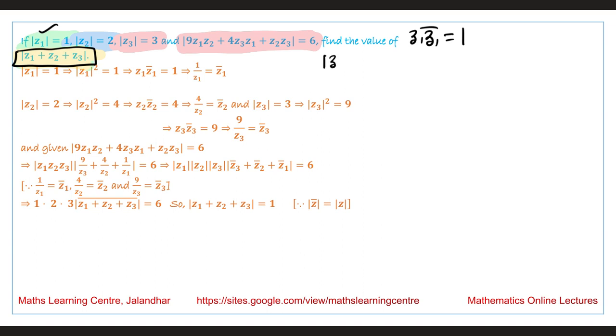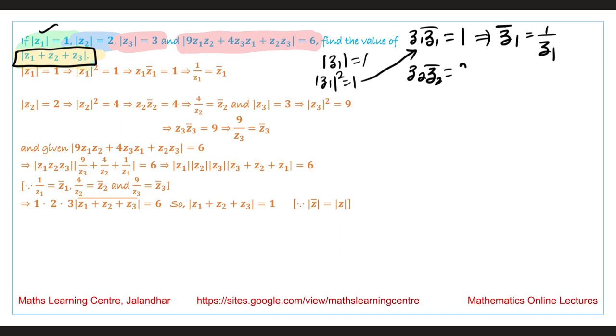We are saying mod of z1 is equal to 1. It means mod of z1 square is equal to 1. So this implies that z1 z1 bar is equal to 1, which means z1 bar is equal to 1 by z1. Similarly, for the second term we will have z2 z2 bar equal to 4 when we do the square. So this implies that z2 bar is equal to 4 by z2, and in the third case we will obtain z3 bar is equal to 9 by z3.